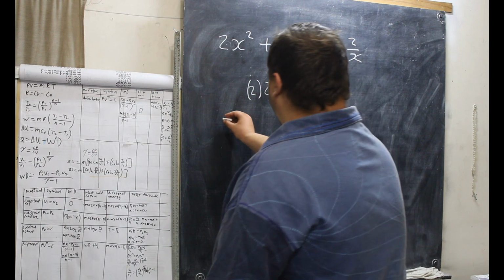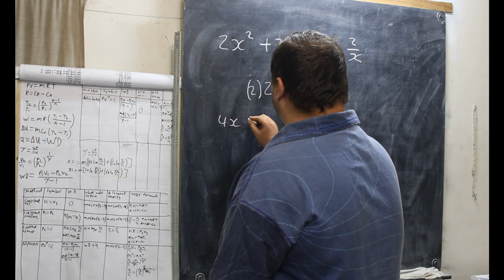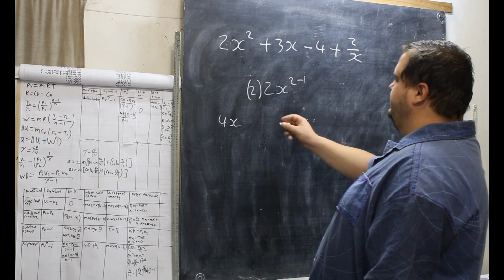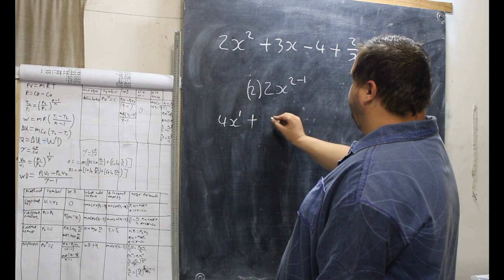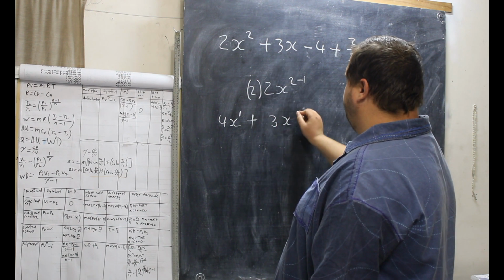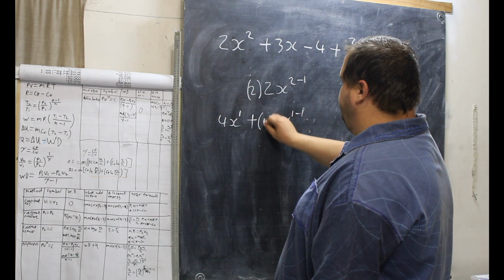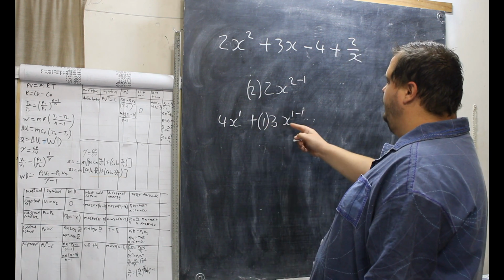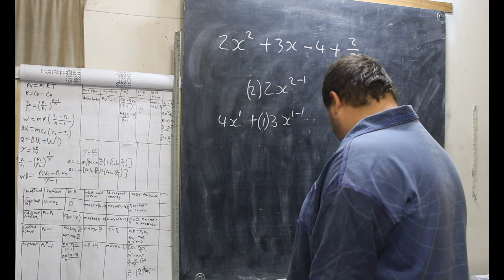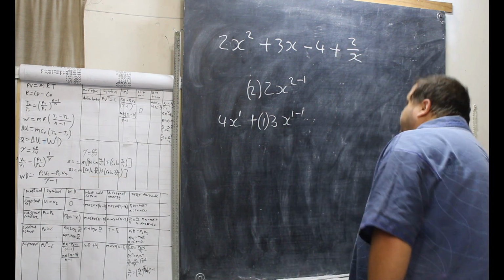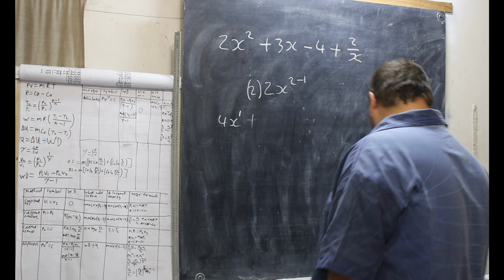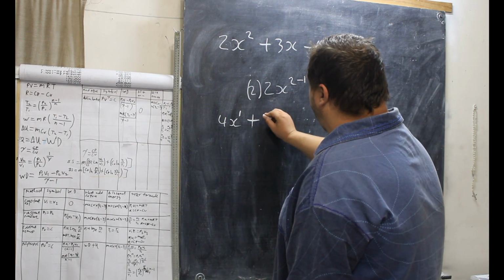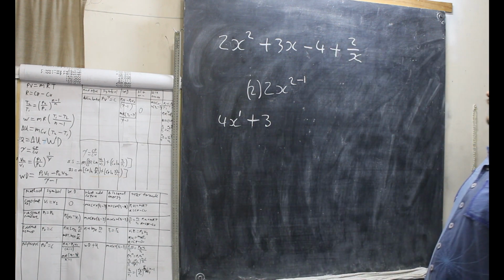So this one's going to look like 4x, because 2 minus 1 is 1, to the 1, plus 3x to the 1 minus 1: 3 times 1, 1 minus 1 is 0, and anything to the power 0 is 1, so that'll just be 3.